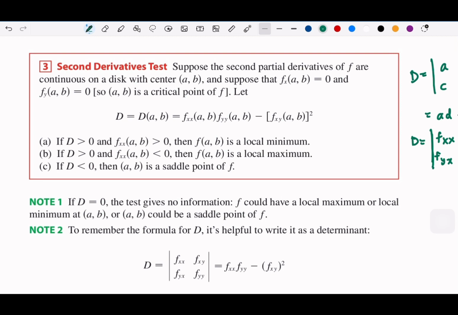And yeah, this is to help you write down D. You can write it as a determinant like this. And I hope you get the idea of the determinant, basically.